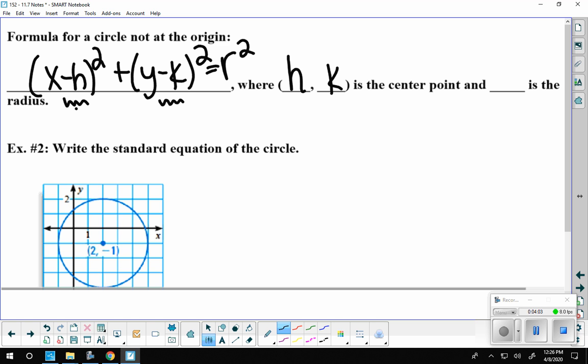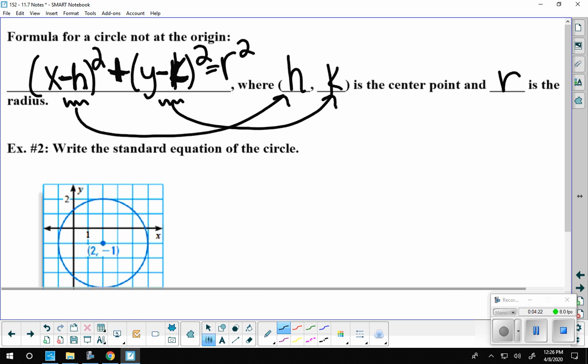So to notice, this is minus h, this is positive h. This is minus k, this is positive k. So the center is going to be at whatever the opposite of these numbers are. Okay, I'll show you what I mean by that in a second. This is always going to be a plus here, just so you guys know. h, k is the center point, and r is the radius. So the r didn't change.